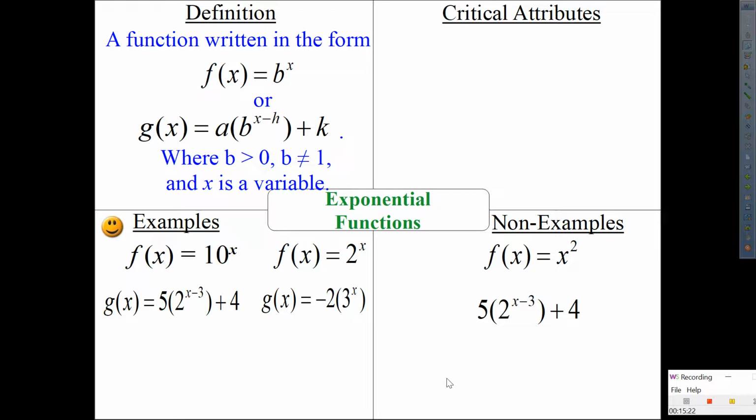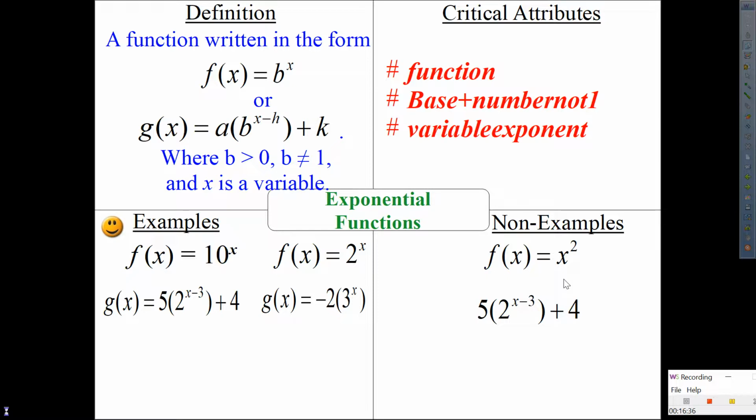How about this one? Why is this one not an exponential function? Leo. It doesn't have the g of x or the equal sign. This is not a function. This is an expression. So, hashtag, it has to be a function. Hashtag, the base has to be a number, but cannot be 1. And the last one, hashtag, variable exponent. Variable exponent.